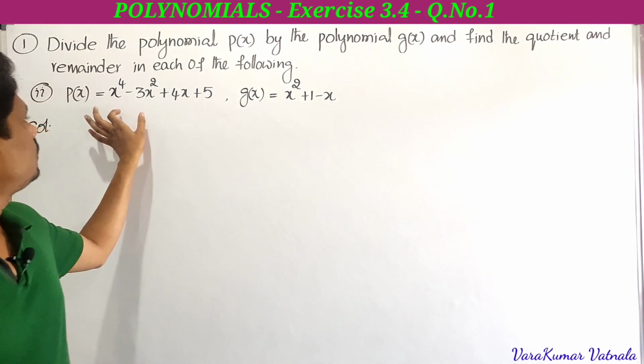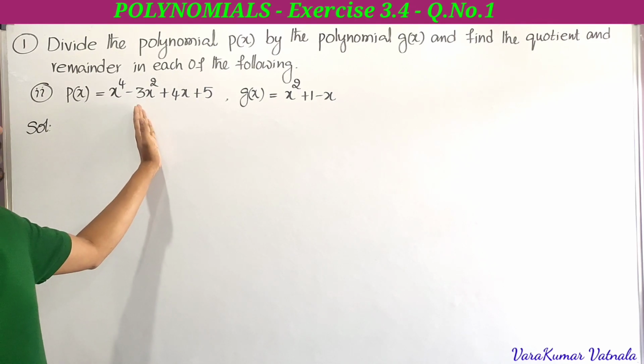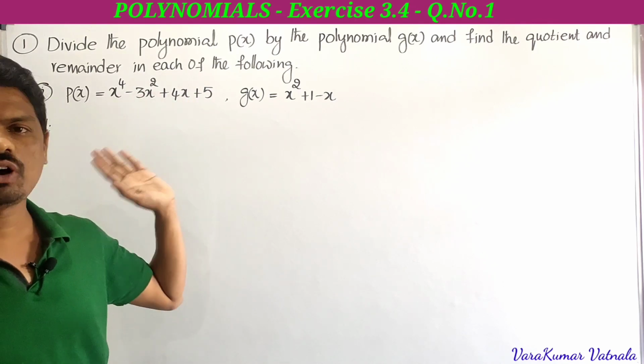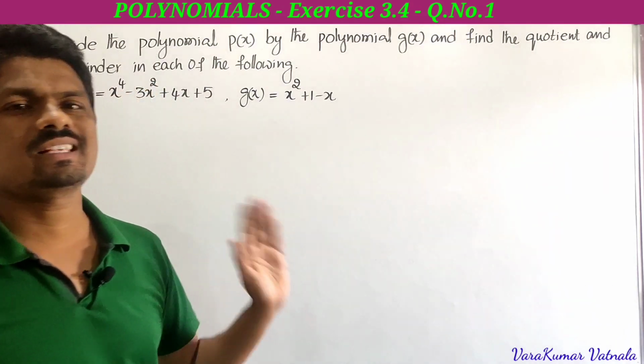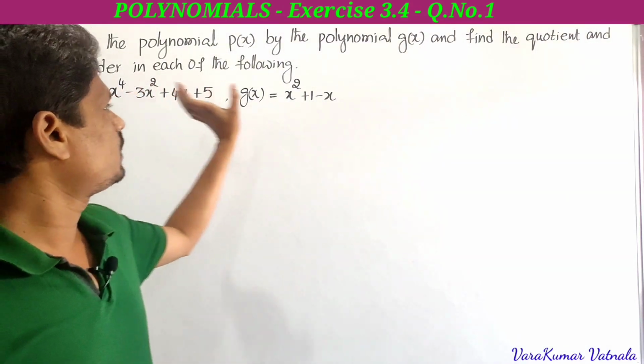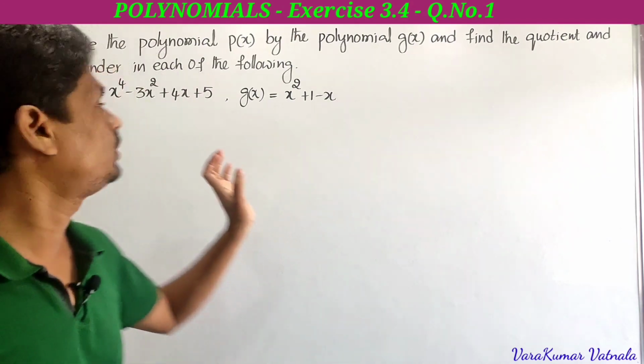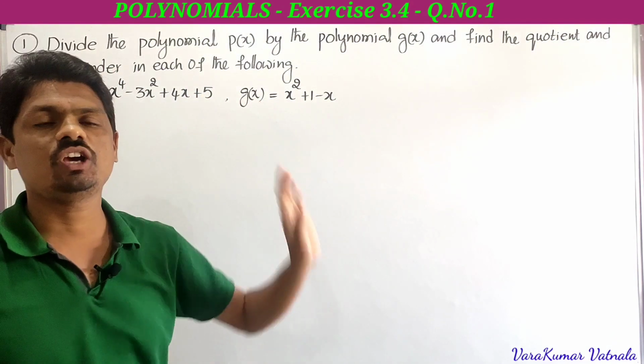P of x is equal to x to the power 4 minus 3x square plus 4x plus 5. G of x is equal to x square plus 1 minus x. So he has given p of x and g of x. Now we have to divide p of x by g of x.